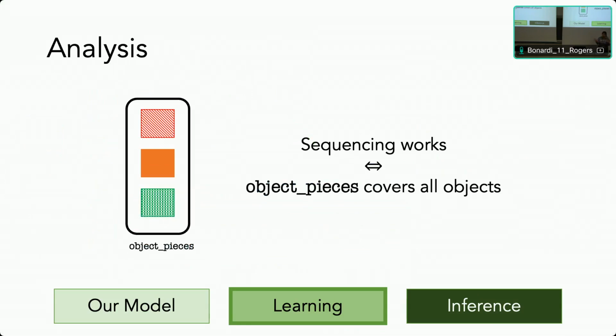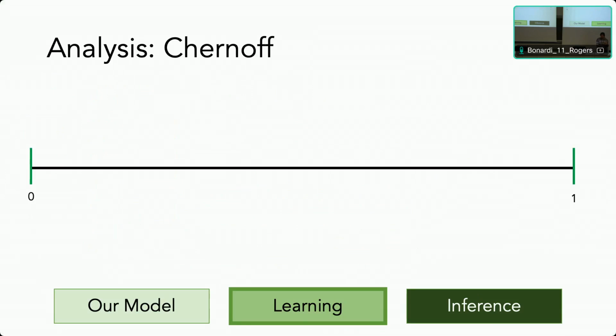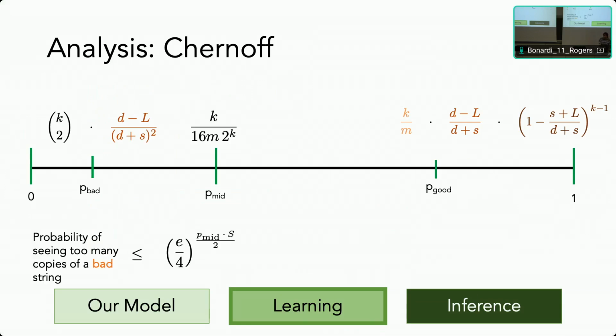Okay, and so the analysis for this is really going to rely on the fact that sequencing works if and only if the set of object pieces covers all the objects. And so what we're really interested in is the question of whether all of these are good pieces. By good, I mean that it should arise from a single object and not from overlaps of two or more objects. I'm not going to go through the detailed probability calculation here, but you can calculate the probability of seeing a good string, and you can calculate the probability of seeing a bad string, and these are well separated. In fact, they're well separated enough that we can define this p mid that's double p bad and half of p good. And then we can just apply Chernoff.